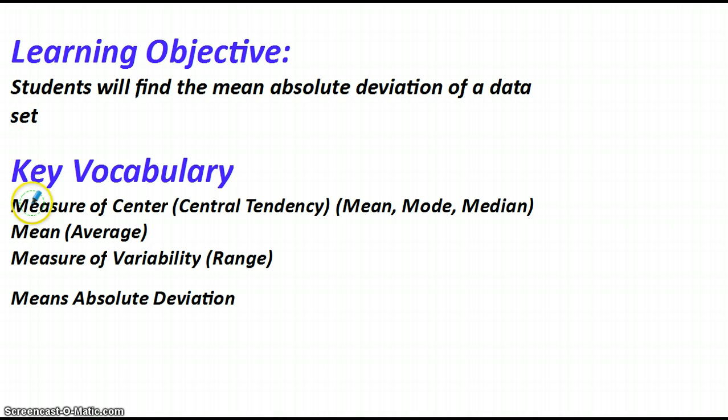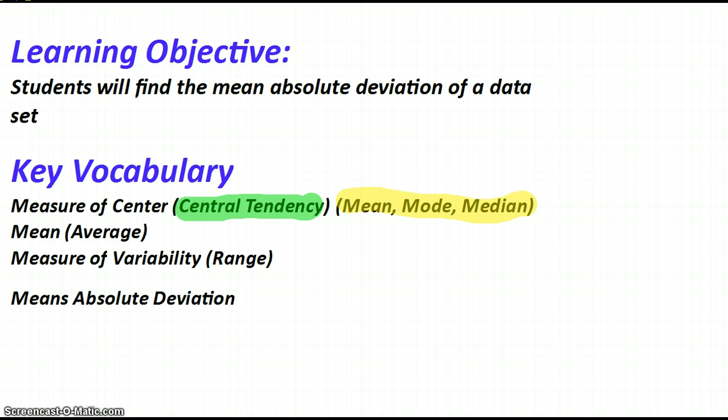You have some key vocabulary: measure of center, mean, measure of variability, and mean absolute deviation. Two slides from now, we'll give you these definitions, but I want you to know that you know them already. When we talk about measure of center, we're just talking about central tendencies, and these central tendencies you know already are mean, mode, and median.